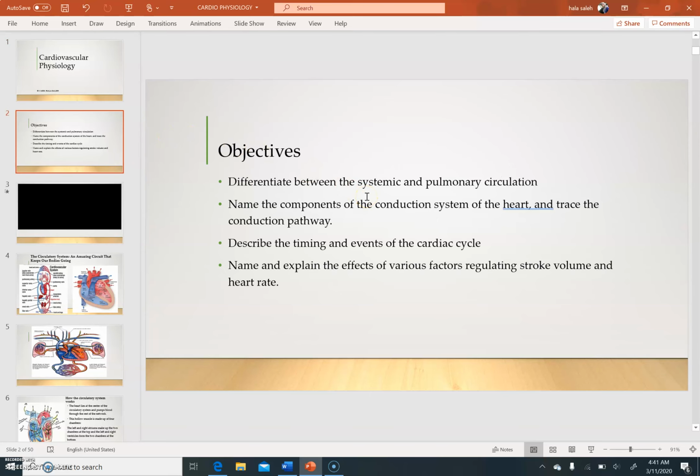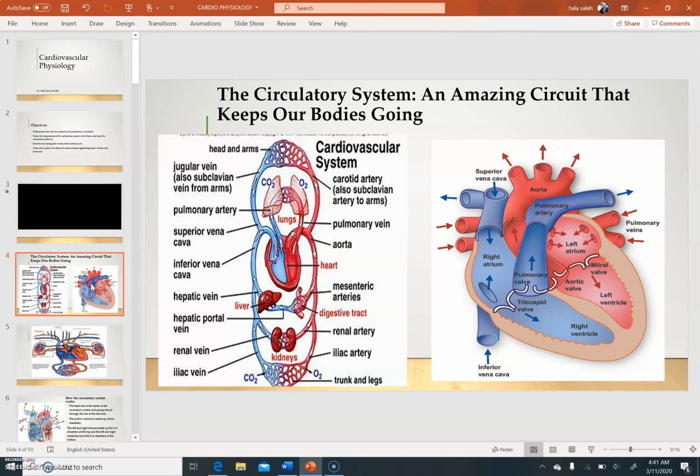At the end of this chapter, you will be able to differentiate between the systemic and the pulmonary circulation. You will know the components of the conduction system of the heart, and you will be able to trace the conduction pathway. Moreover, you will know the phases of the cardiac cycle and describe each phase. And you will know about the stroke volume, the heart rate, and the cardiac output.